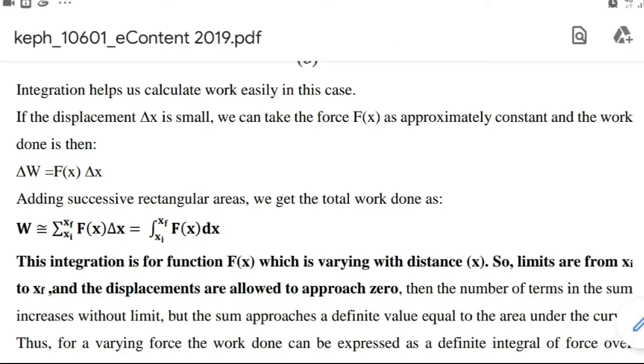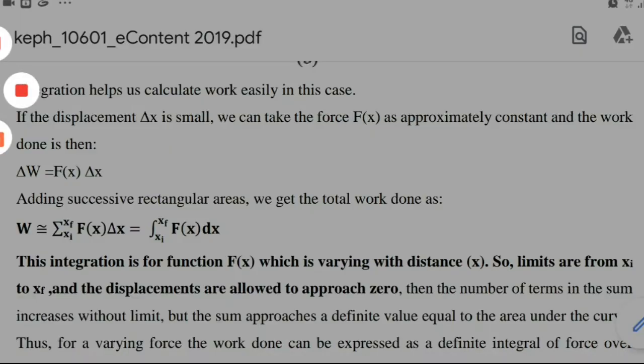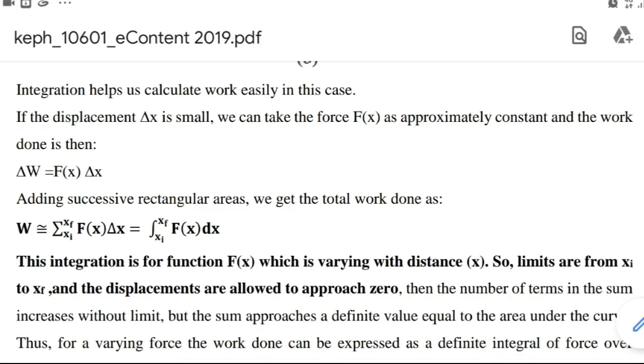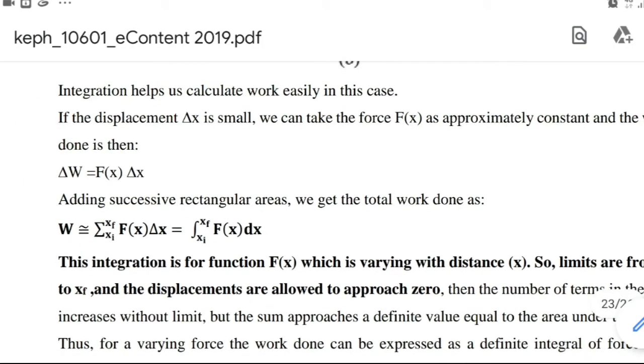So actually, this is the real equation for work done by a variable force. Work done by a variable force is the integral from xi to xf of f(x) dx. That means xi and xf are the initial and final positions, and you have to integrate that f(x). So this is the expression for work done by the variable force.